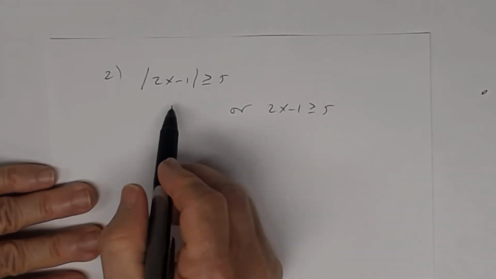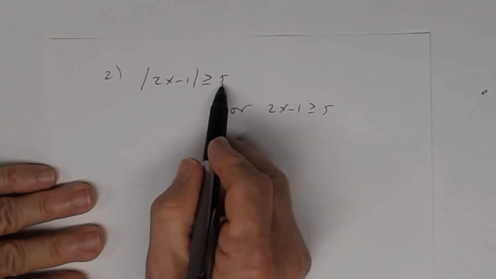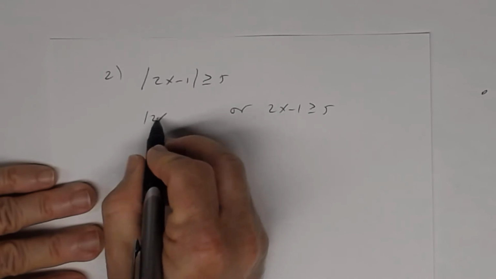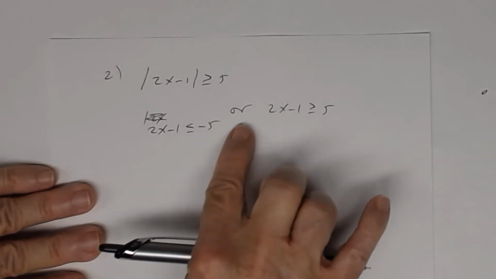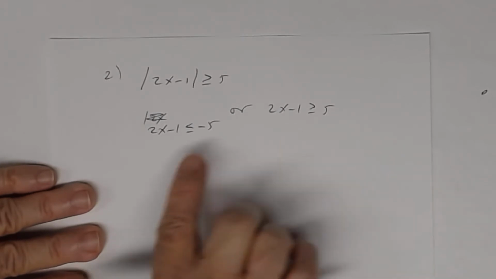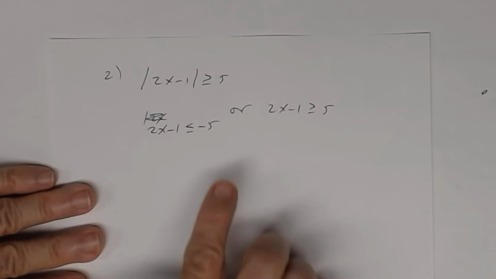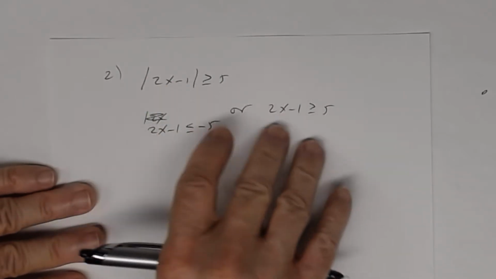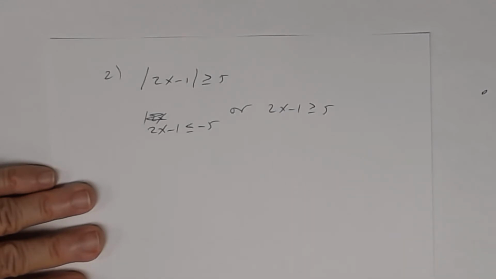And then the other statement will be this, and you're going to switch the inequality symbol and take the opposite. So it'll be 2x minus 1 is less than or equal to negative 5. So those are your two statements. And then you just solve each of those linear inequalities, and you go from there. It's fairly easy. The more difficult part is just remembering this, and then the rest is easy. You're just solving each inequality. All right, so let's go ahead and do that.